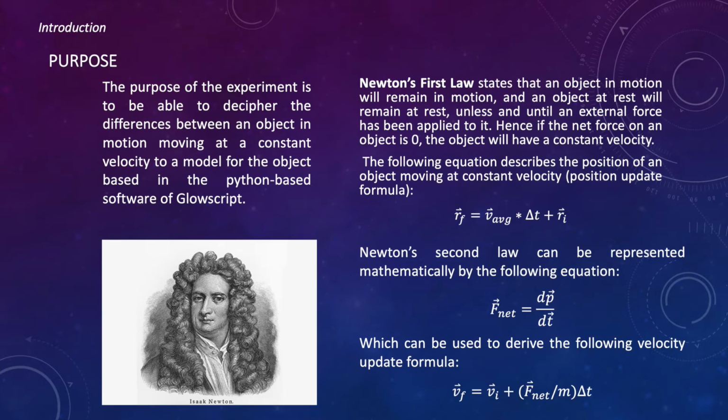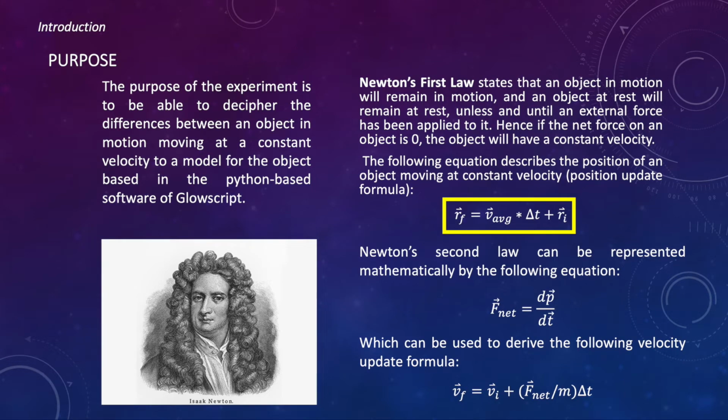The purpose of the experiment is to be able to decipher the differences between an object moving at a constant velocity in reality and a model for the object based on the Python-based software GlowScript. The first key idea used is Newton's first law, which states that an object in motion will remain in motion and an object at rest will remain at rest unless and until an external force has been applied to it. Hence, if the net force on an object is zero, the object will have a constant velocity.